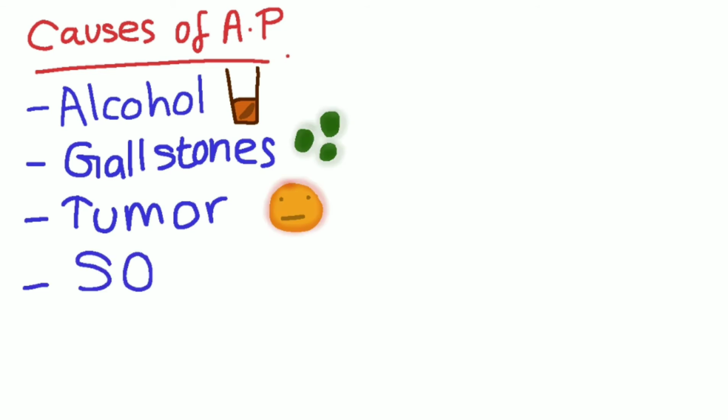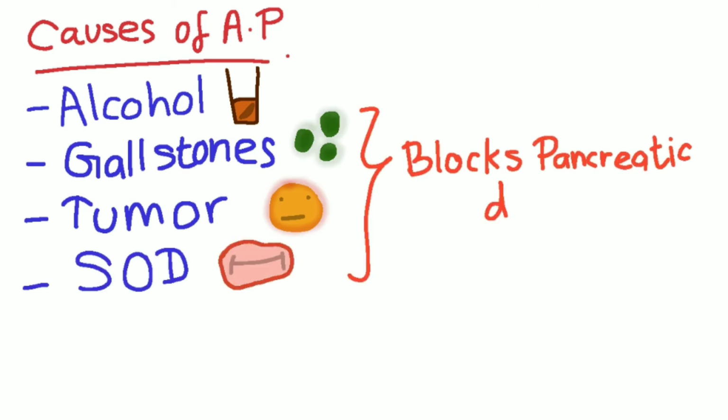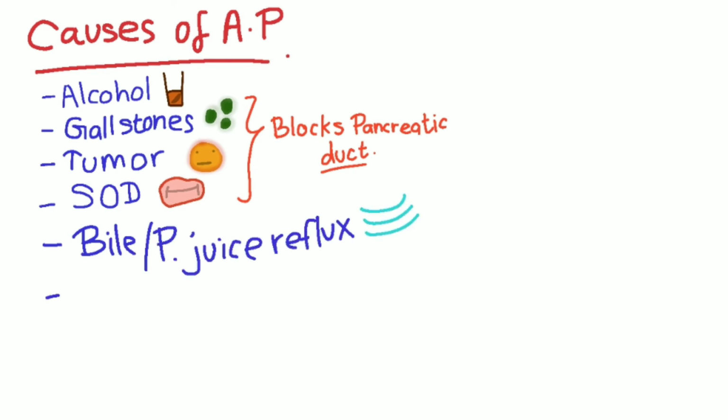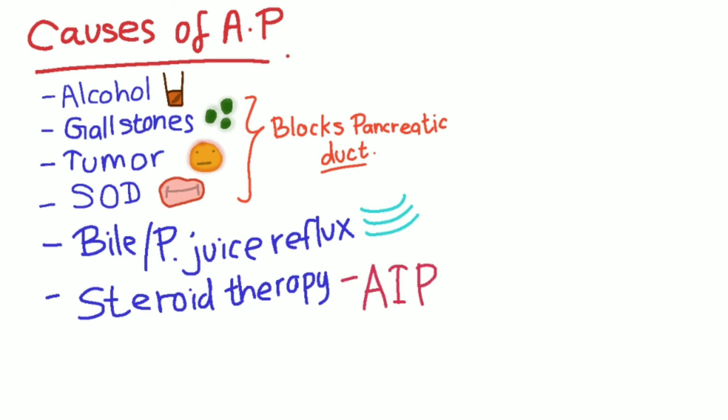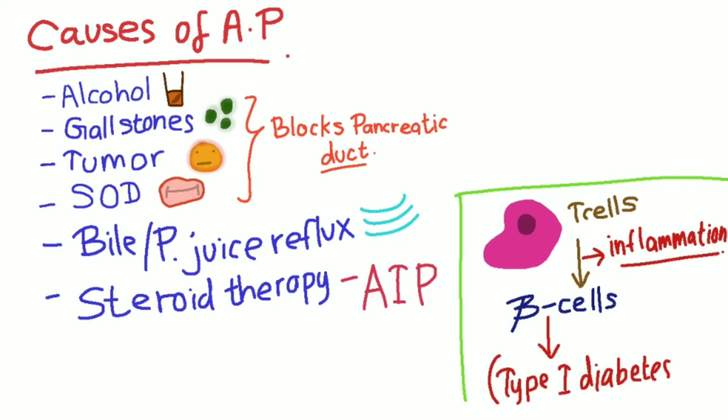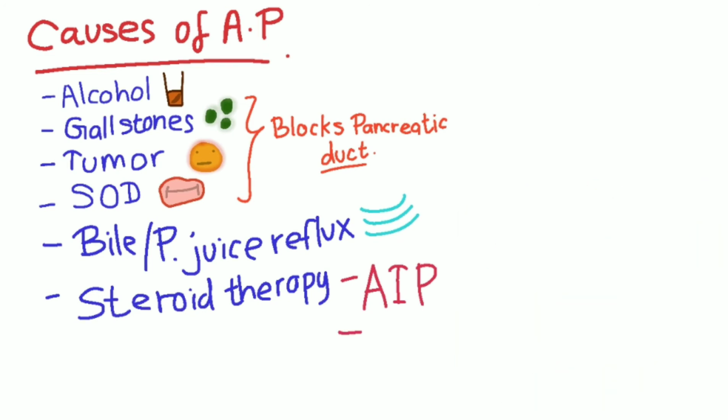Gallstones, tumor, and sphincter of Oddi dysfunction can cause a block in the pancreatic duct. Another cause can be bile and pancreatic juice reflux. Steroid therapy is used to treat autoimmune pancreatitis. During this, the T cells attack the beta cells, resulting in type 1 diabetes. But on the other hand, steroid therapy can increase the viscosity of the digestive enzymes.